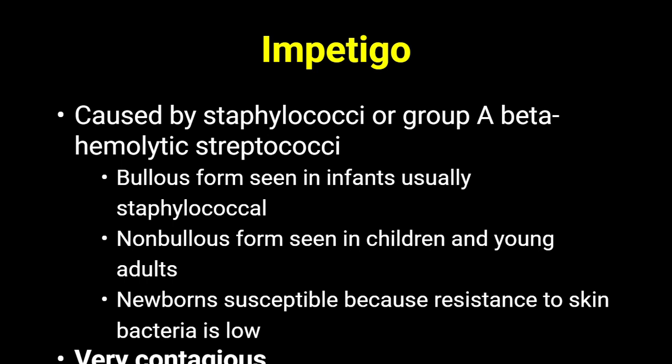Bullous impetigo is more common in infants and is usually caused by Staphylococcus aureus. It produces large fluid-filled blisters that rupture easily. Non-bullous impetigo is the most common form and is typically seen in children and young adults. It begins as small vesicles or pustules that rupture and form the classic honey-colored crusts, especially around the nose and mouth. Those honey-colored crusts are a favorite NCLEX clue. Newborns are especially susceptible because their immune system and skin defenses are still developing.